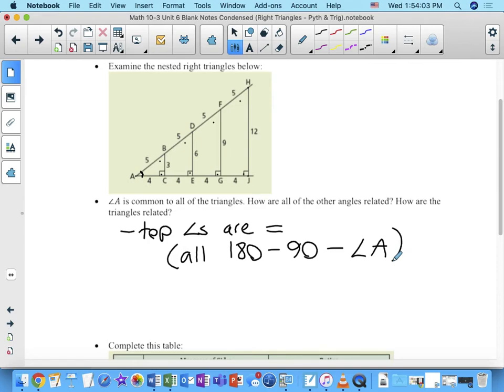Okay, what does that mean about all of these triangles if all of their angles are equal? They're similar.